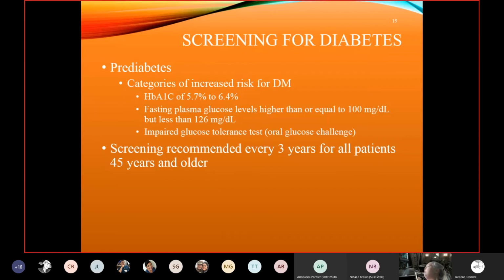So how do we screen? Well, they talk about pre-diabetes. I personally am not thinking pre-diabetes. I say at risk for, but we'll go with pre-diabetes. So anyone who's at increased risk. So A1C 5.7 to 6.4, fasting glucose greater than or equal to 100, but less than 126. And then anyone who has an impaired glucose tolerance test.